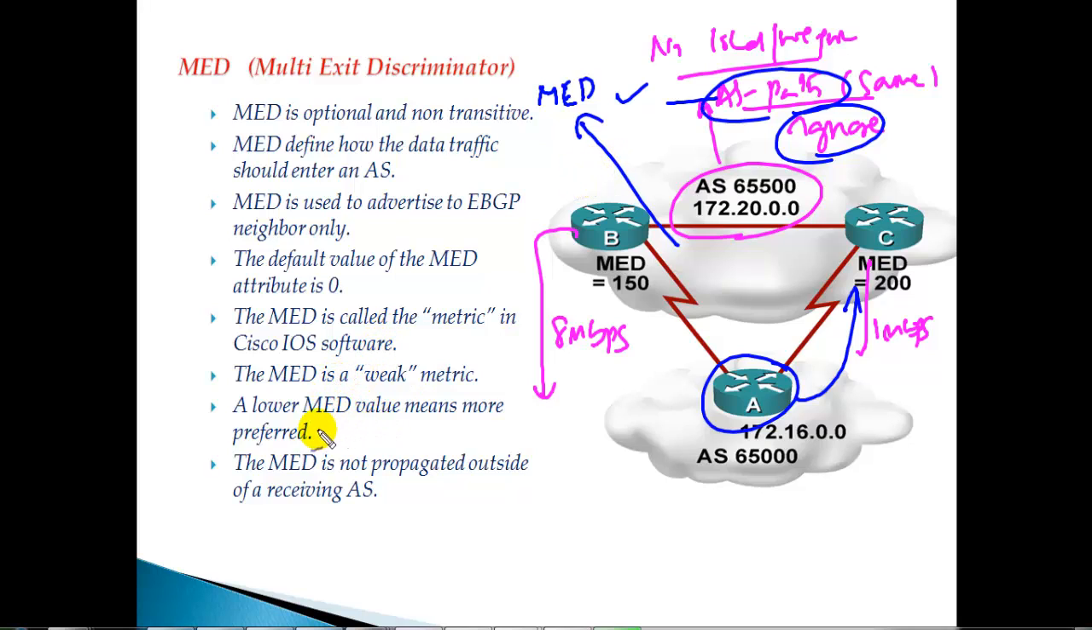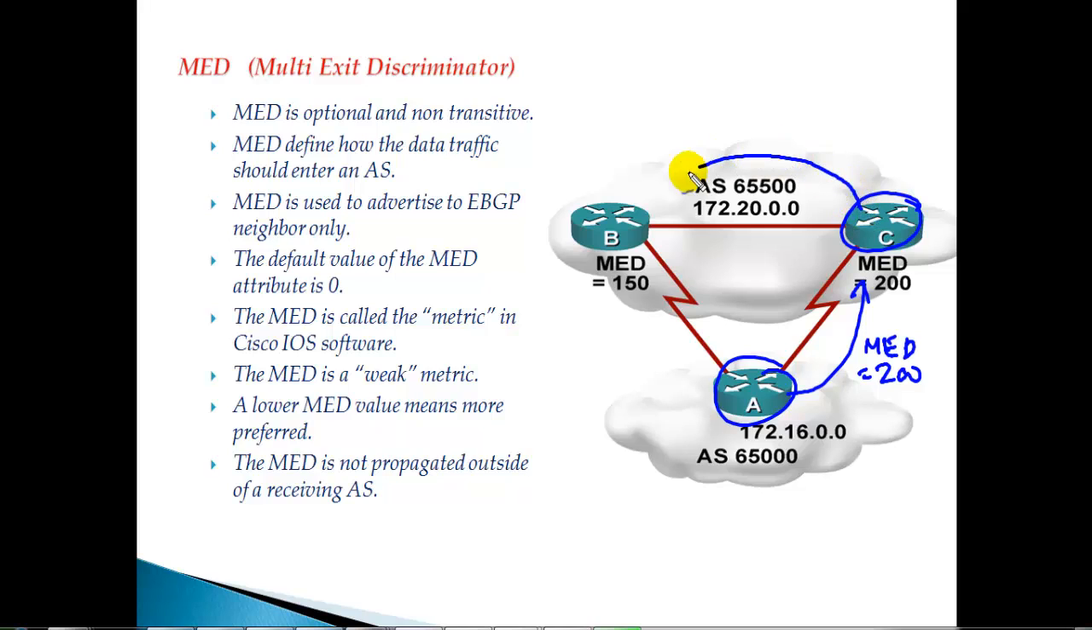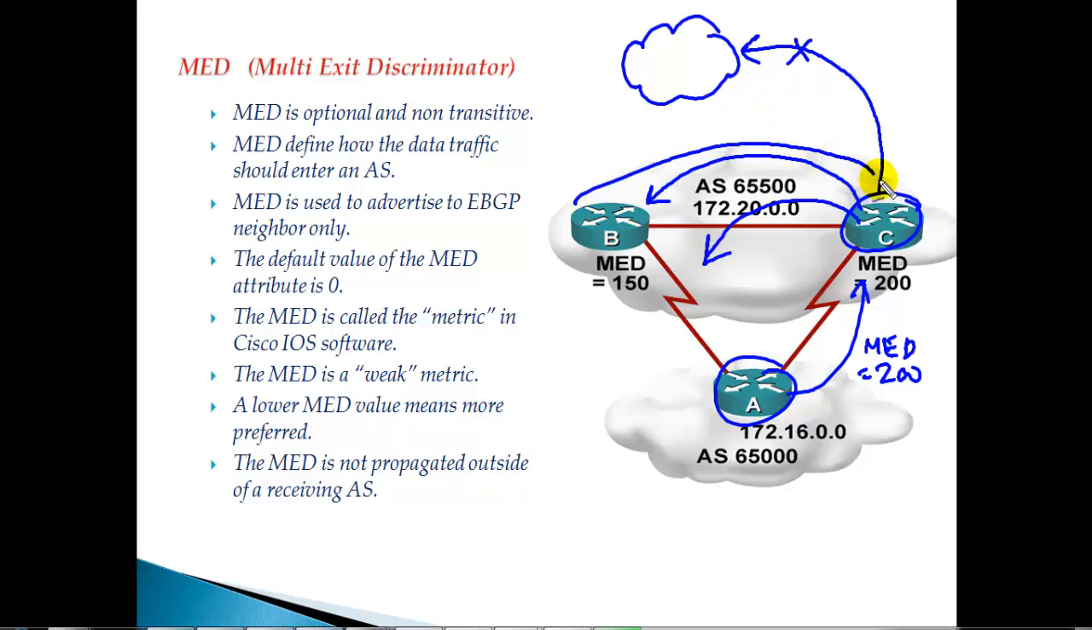So lower MED value is always more preferred, and that too if you don't have weight, local preference, and AS path, or it can be the same in general. And MED value is not propagated outside the receiving autonomous system number. Now the meaning of this point is, let's say on my router I have configured MED value 200, and now this C router is going to receive that MED value, and it's going to propagate that information within the same autonomous system number, but it's not going to propagate that information to another autonomous system number. So it will stay within that autonomous system number.